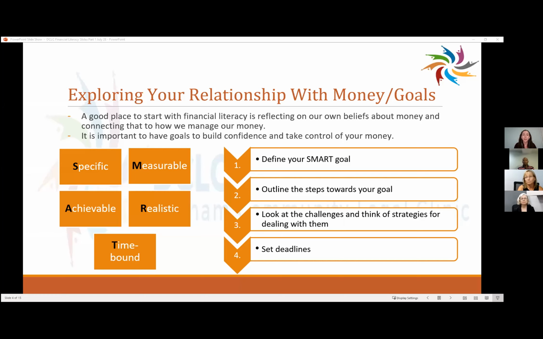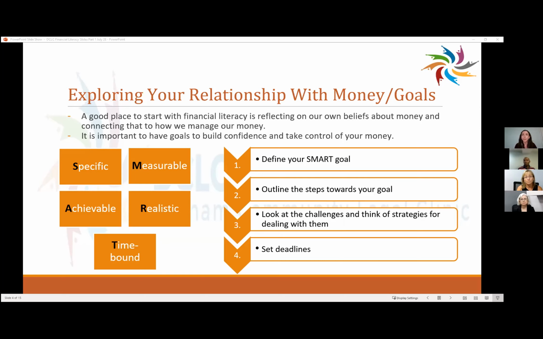Okay, so starting off with exploring your relationship with money as well as goals, a good place to start when it comes to financial literacy is reflecting on our own beliefs about money and connecting that to how we've been managing our money as well. We receive a lot of different messages about money, and it might come from our family or from our friends or from the media, and this influences how we deal with money, these messages as well as our own experiences. With these messages, you can choose to either embrace them if they are helpful to you, and they have been helping, but some of them might not be as helpful, and it's good to let go of the ones that might be limiting us. So it's just a good place to start off and kind of reflecting.